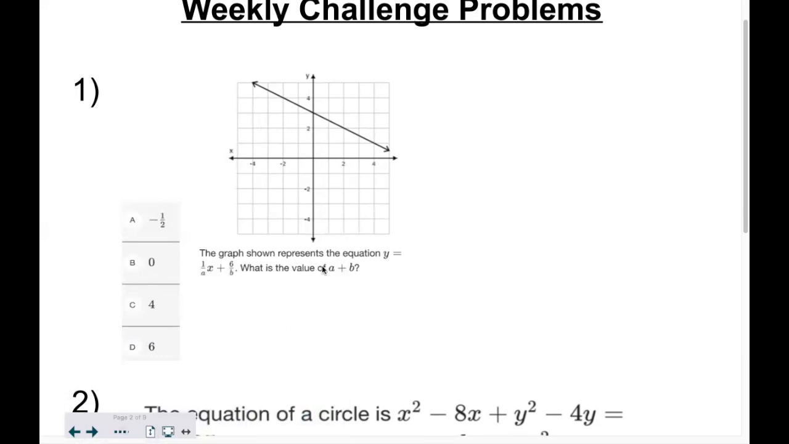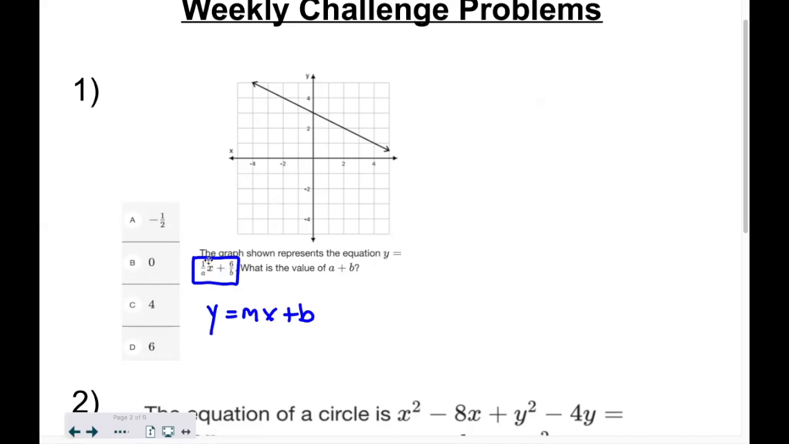So we take a look at number one, and we have the equation of a line. And they say the graph represents the equation. And they give us something like this, which looks a little bit confusing, but just notice that it is just in y equals mx plus b form. And this b is like a different b, so don't worry about that. So what we're going to do is just ignore this for now.